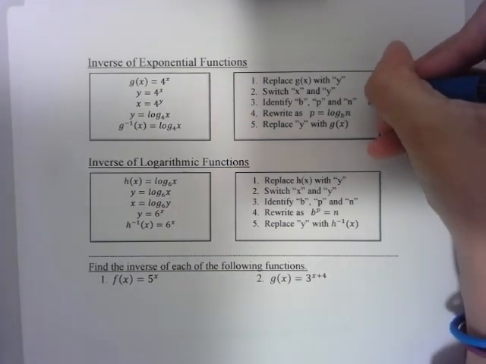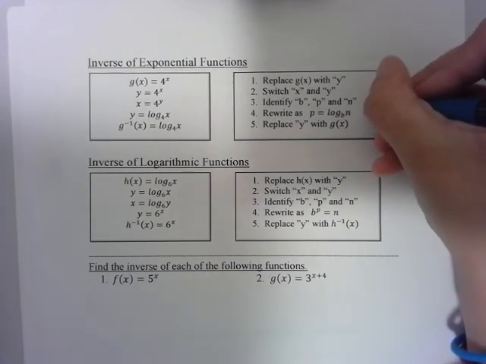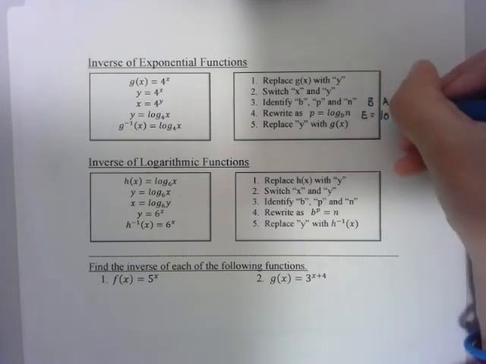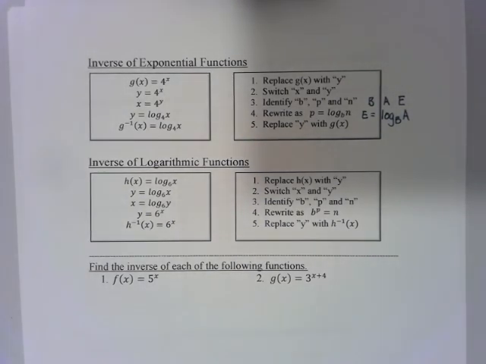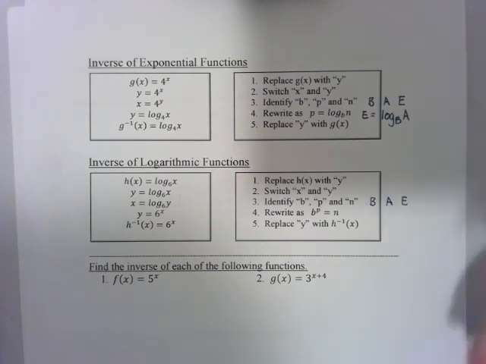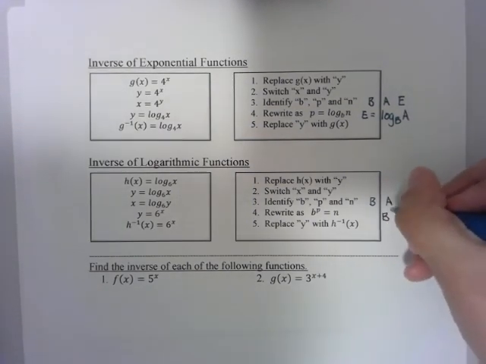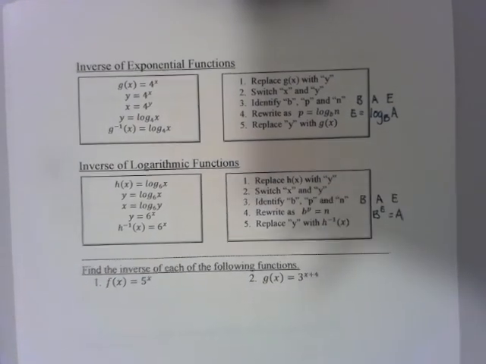So we can also say B, A, E, and switch this to E equals log base B of A. So if you would rather use your Bay method, you can write it out like that. Same thing with down here, B, A, E, and we can rewrite it as B to the E power equals A. So we have steps that you can follow for inverse of an exponential or inverse of a logarithmic function. We're going to do a couple examples together on how to do each of those.